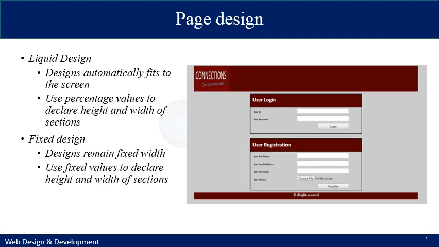You can implement using two kinds of design. One is the liquid design, which will automatically fit to the screen using media queries, and you can use percentage values to declare the height and width of sections. Similarly, you can also use the fixed design, which remains a fixed width and does not change with the improvement in screen size.